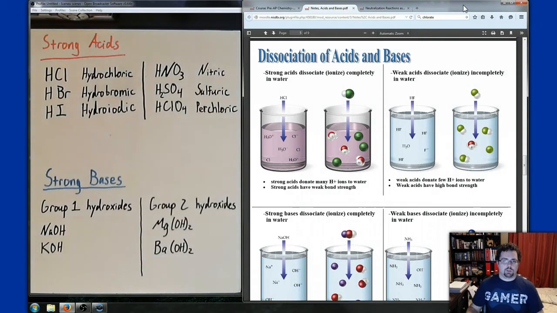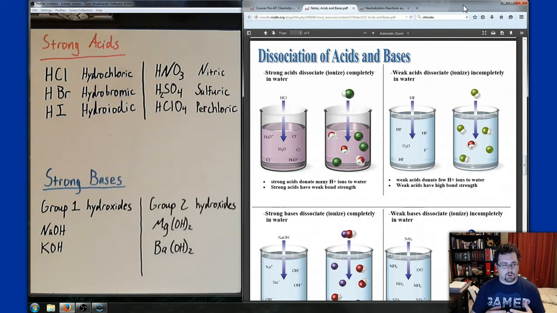Hey everybody, today we're going to talk about dissociation of acids and bases and neutralization reactions. If you're in my class, we'll be looking at the note pages for this unit. So far we've talked about acids and bases and how they dissociate, or separate, when you put them into water.